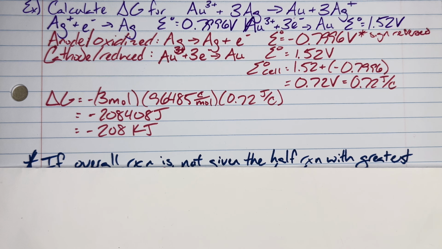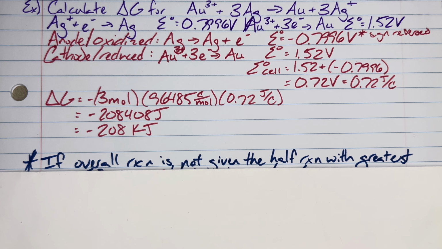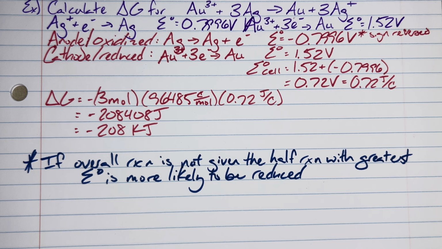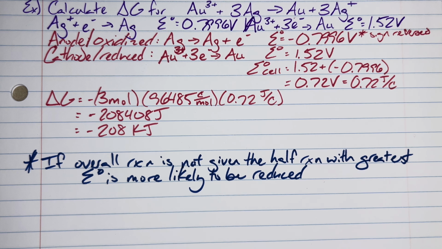It is important to note that if you are not given the overall reaction, you can kind of guess which is going to be reduced and which is going to be oxidized based off of the cell potential. Whichever one has the greatest overall electrical potential is going to be the one that is most likely to be reduced. Remember that if we oxidize, we have to reverse the sign, and so the greater the magnitude of the overall potential, the less likely it is to be the one that has to flip and be reversed.